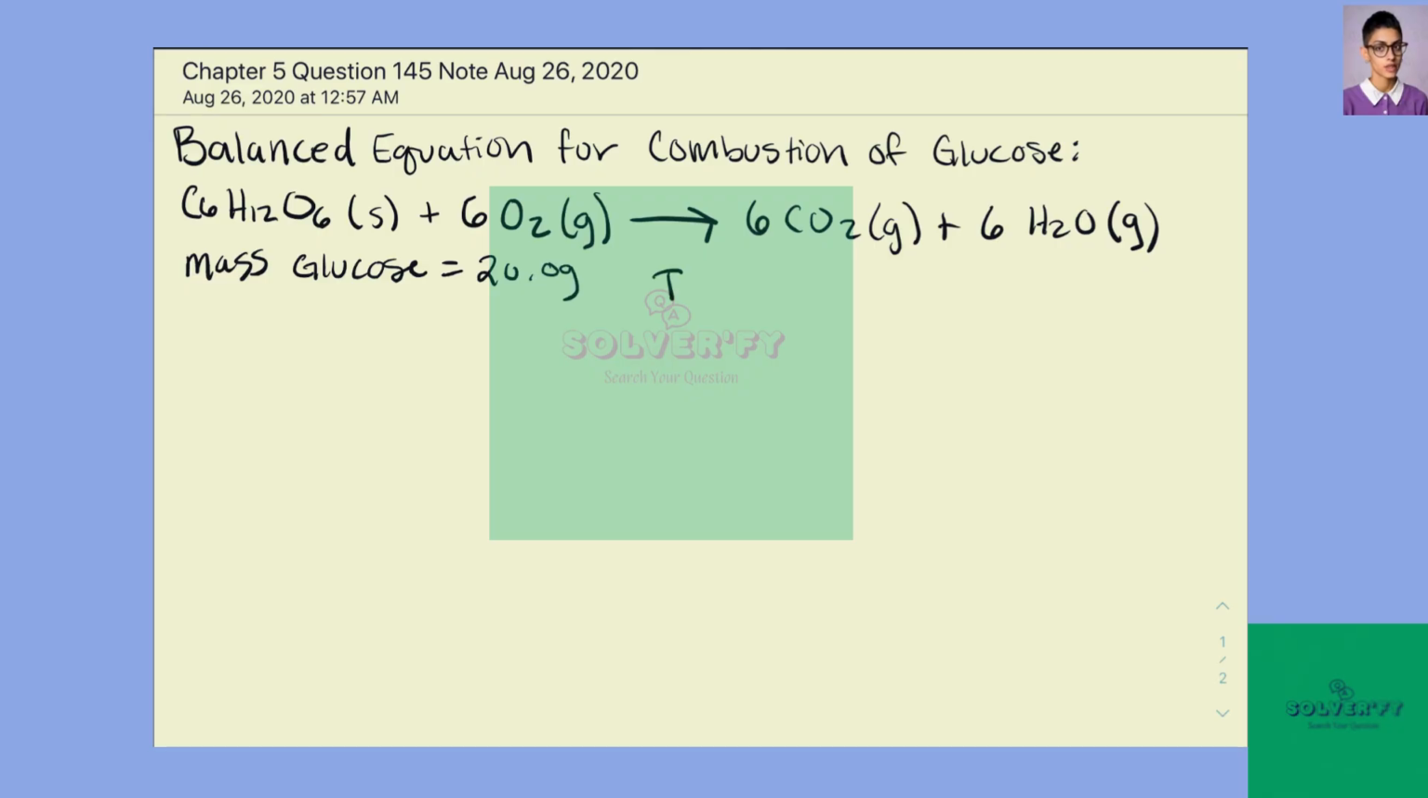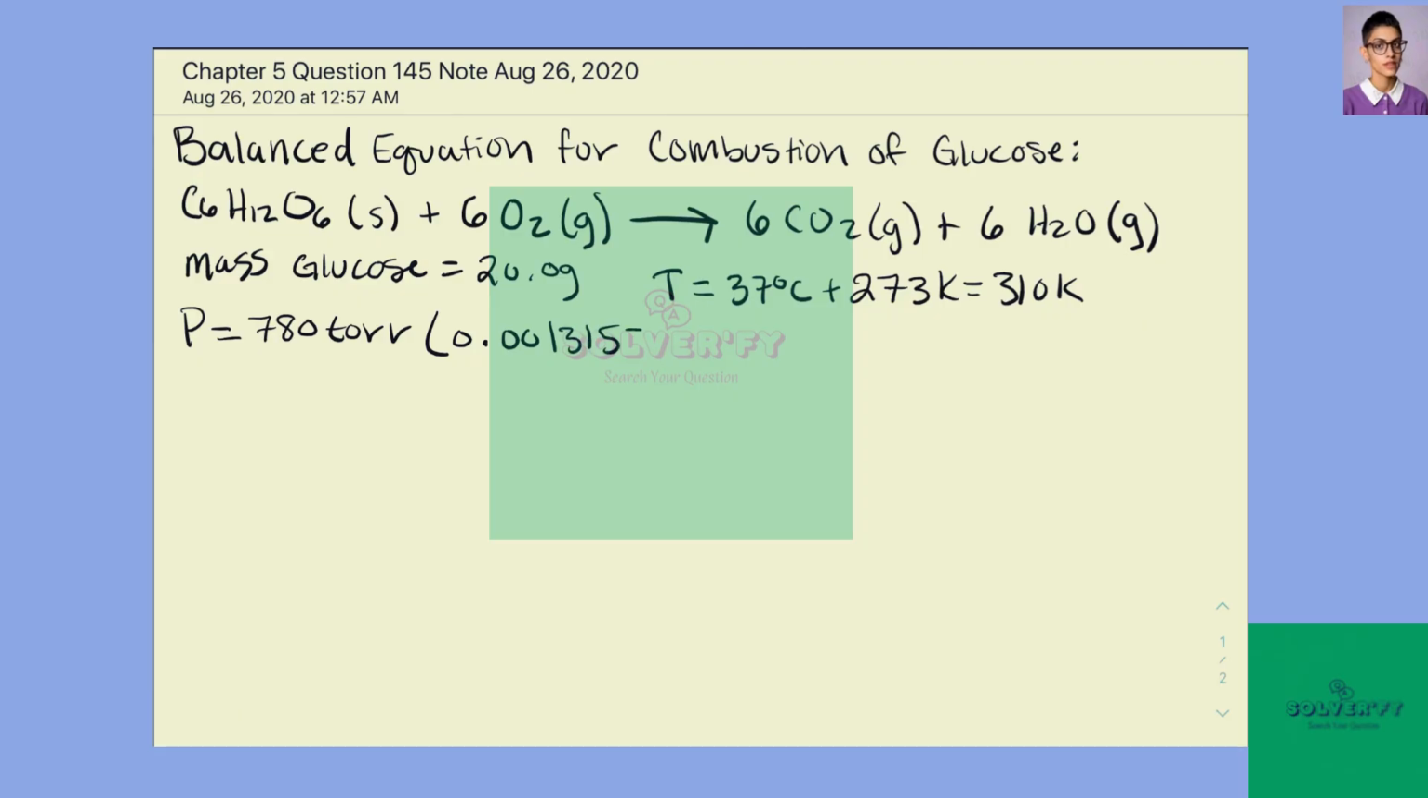And they tell us that the temperature for the reaction is 37 degrees Celsius. I'm just going to add 273 Kelvin to this, so our temperature is going to be 310 Kelvin. They tell us that the pressure for the reaction is equal to 780 torr. I'm just going to change this into atmospheres by multiplying it by 0.0013159 atmospheres per torr. So our pressure is going to be 1.03 atmospheres.